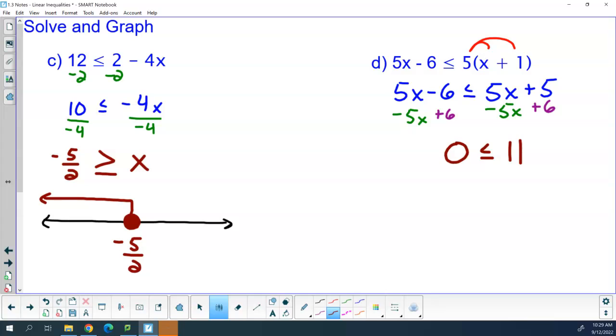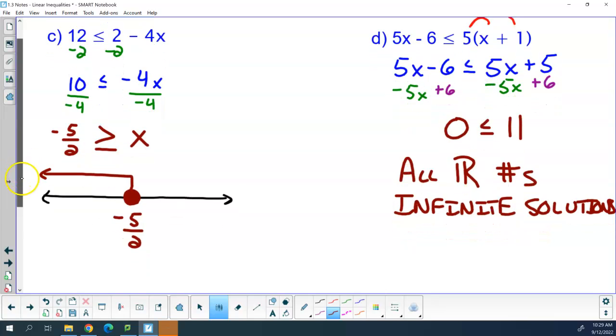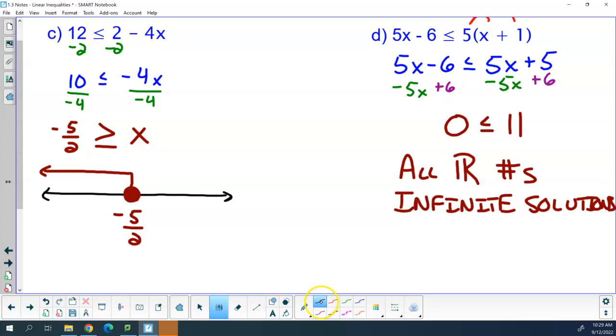So a true statement without variables gives me all real numbers, for infinite solutions. Well, what would the graph look like? Actually, you put any number you want on there. I'm going to put 11. And it's just a line going in both directions. It's the only time you get a line in both directions.